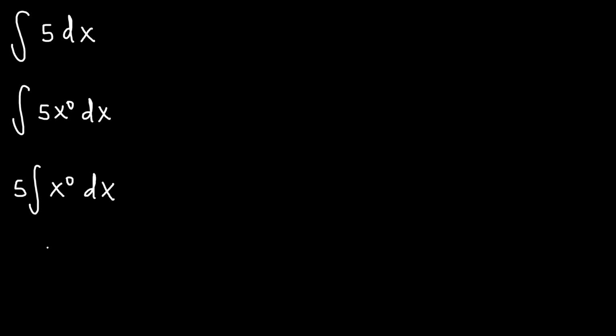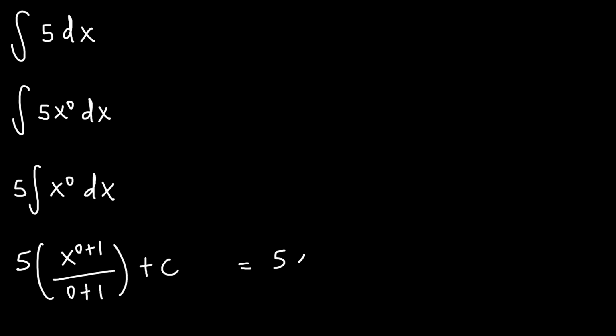Solve the integral of 5 times dx. Now once again, this is the same as the integral of 5 times x to the power of 0 dx. And if we take out 5, we shall have 5 times the integral of x to the power of 0 dx. And at this point, we can integrate. So we shall have 5 times x to the power of 0 plus 1 divided by 0 plus 1 and then plus c, which will be equal to 5x plus c.